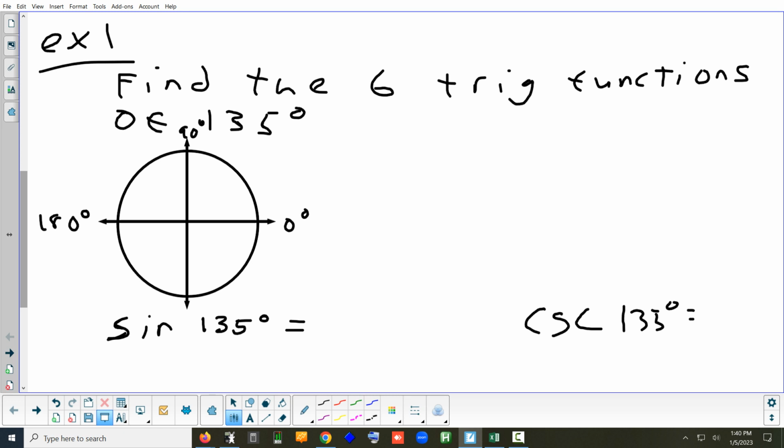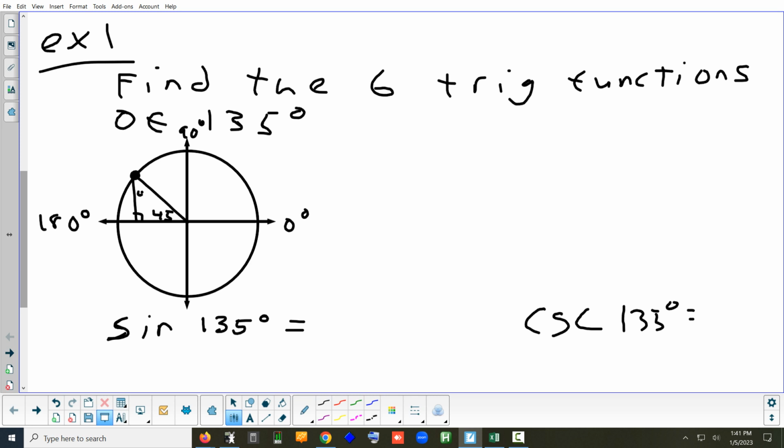So 135 degrees. Where would 135 be? I know it's in the second quadrant. Right in between 90 and 180. Yeah, it's exactly in the middle. So let's make our triangle. And we just said, because it's right in the middle, that means what triangle is this? The 45-45 or the 30-60? It's the 45-45 because it's right in the middle.